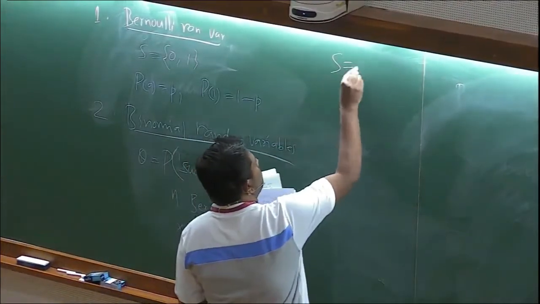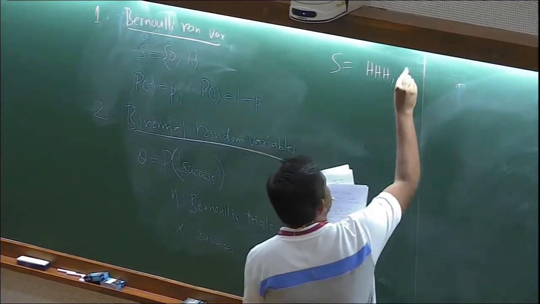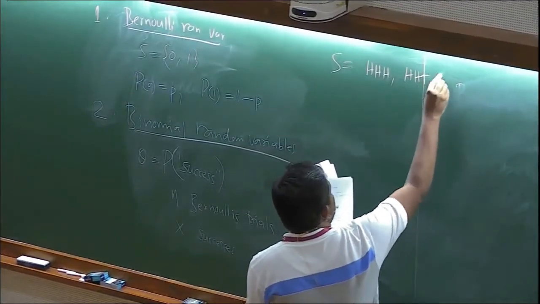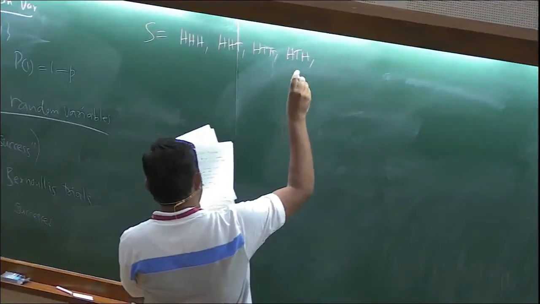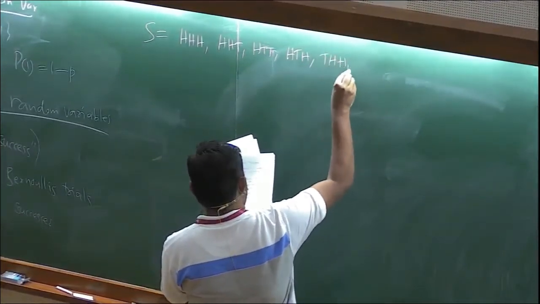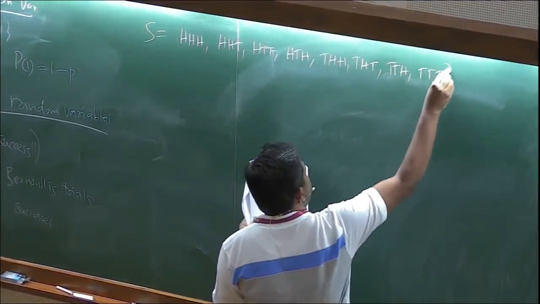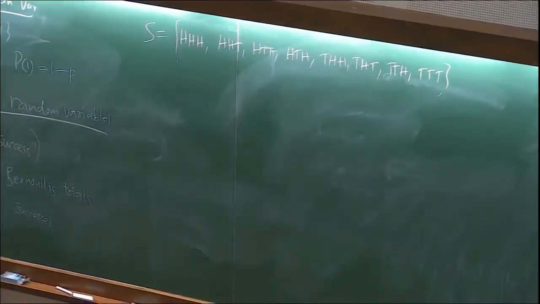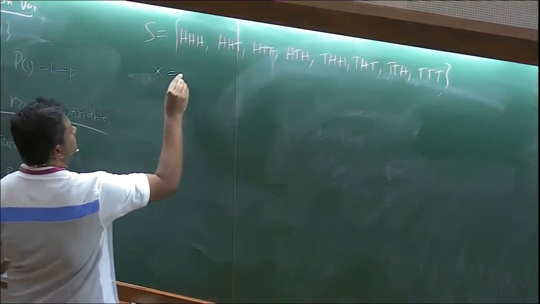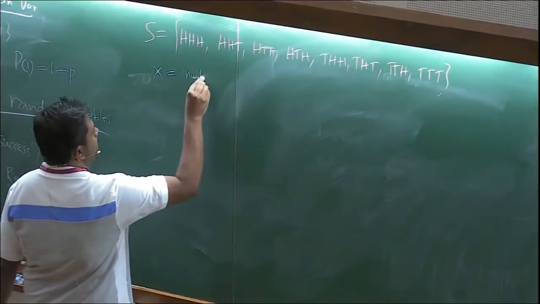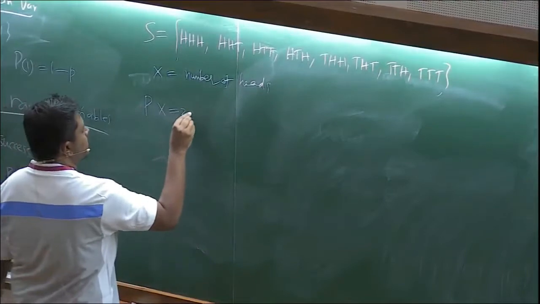Simple example again. Say you flip 3 coins simultaneously. So you list all possible outcomes: HHH, HHT, HTT, HTH, THH, THT, TTH, and TTT. Now ask the following. First of all, I define my success as finding a head. Now I ask you, what is the probability that I'll get precisely 2 heads?